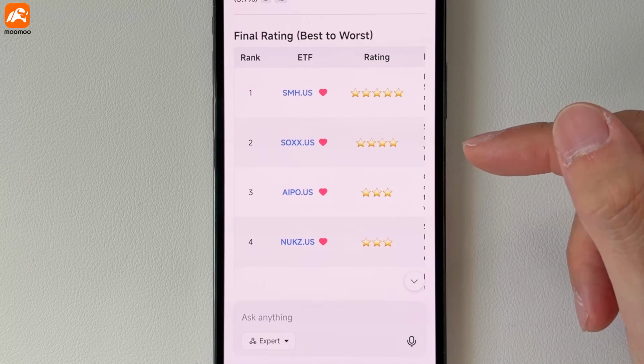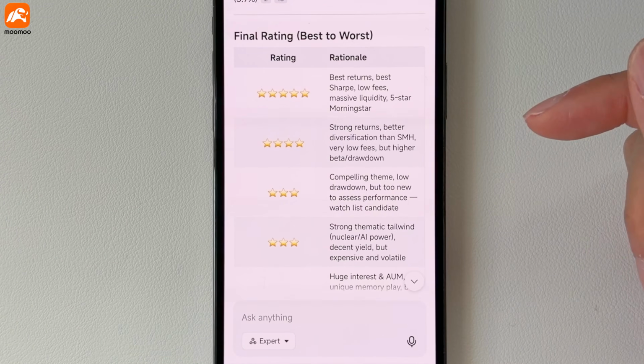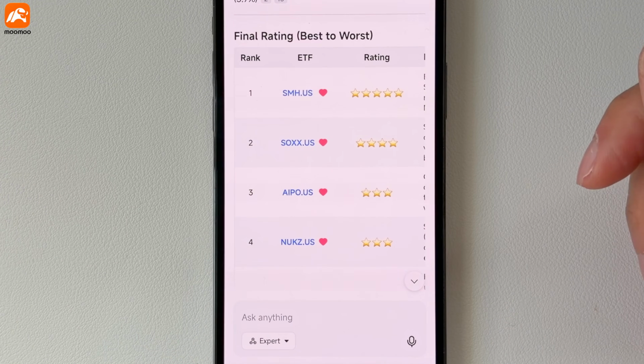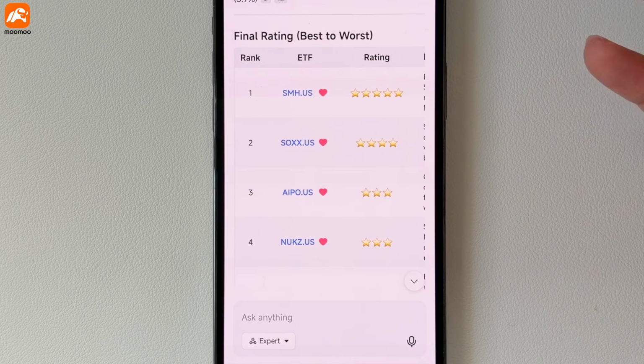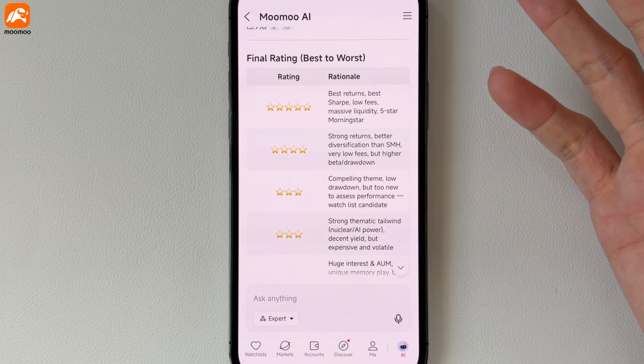As I scroll down further, I can even see its final ranking of the ETFs. It has rated SMH 5 stars. The rationale being it has the best return, Sharpe, low fee, massive liquidity, and a 5-star Morningstar rating. All this information would have taken me a whole day to pull out. Moomoo AI did it in a minute.